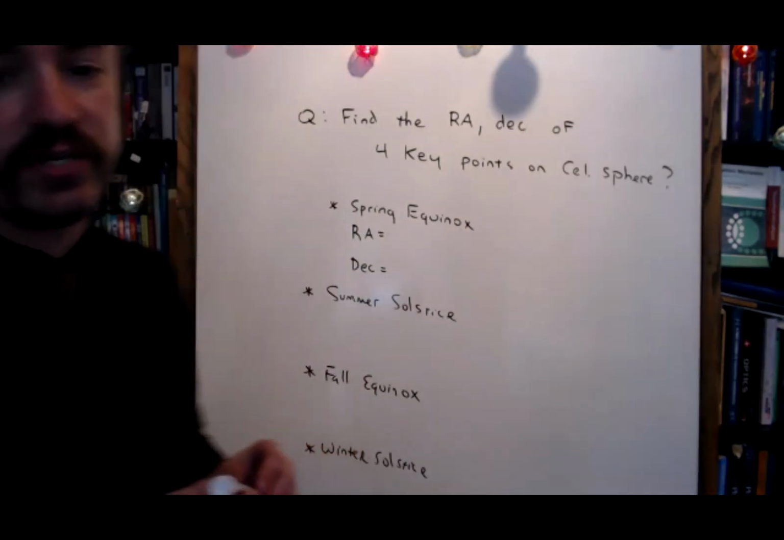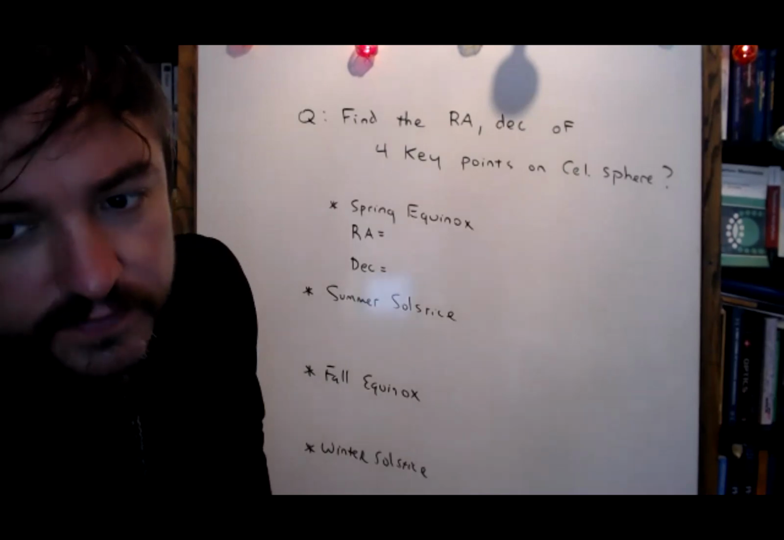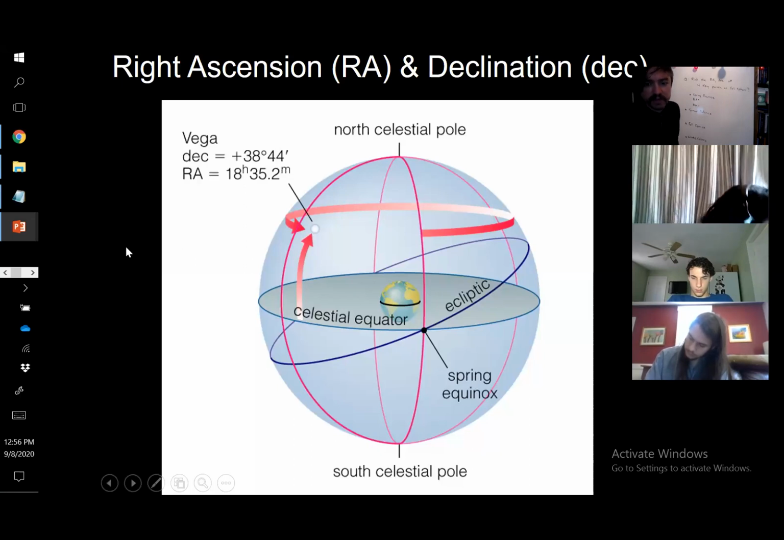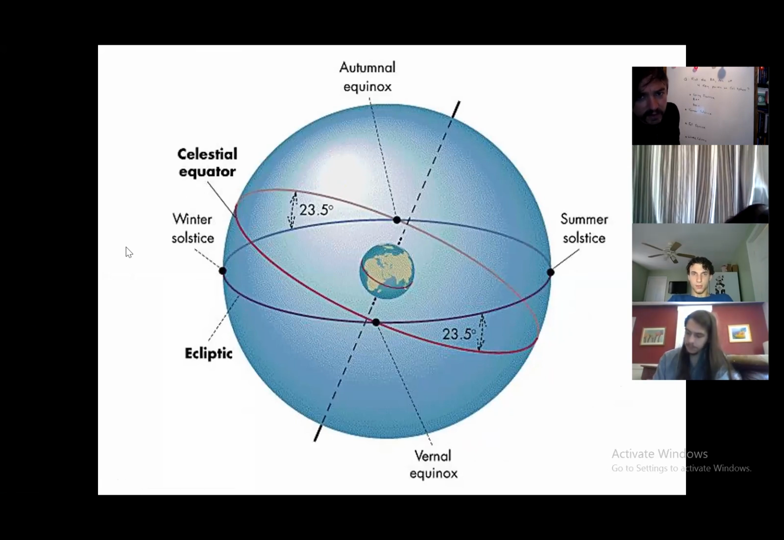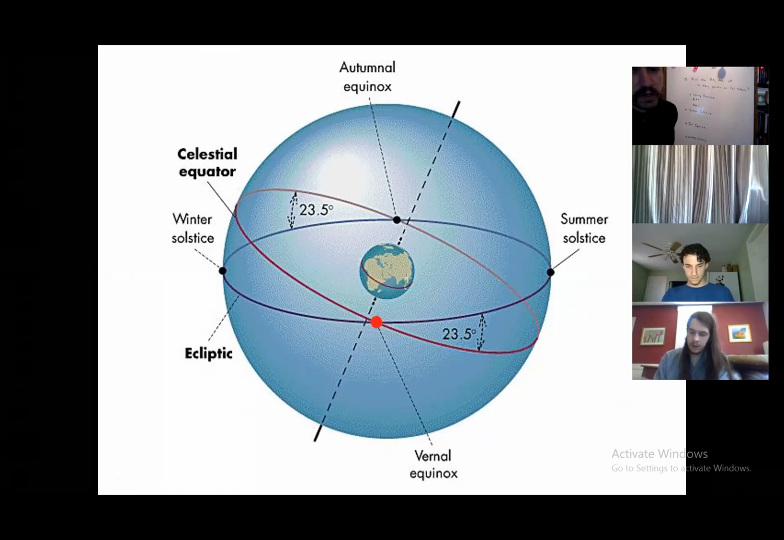I'm going to call up a picture that's going to help us here. Let's start with the spring equinox. That picture isn't necessarily the best. Let's use this picture here. Can you guys help me? I want to start with this point, the spring equinox, right there, the red dot. Can anyone give me either the right ascension or the declination of that spot?